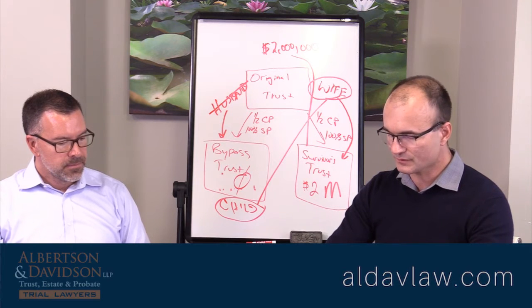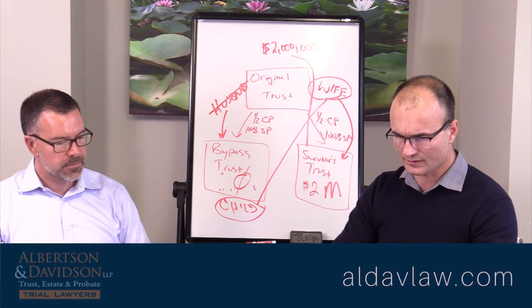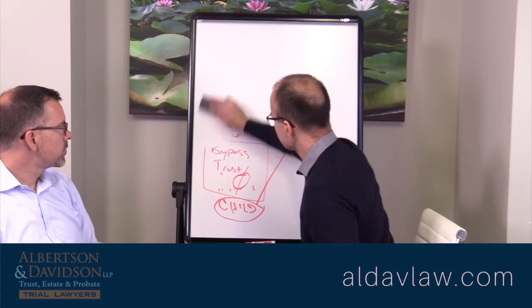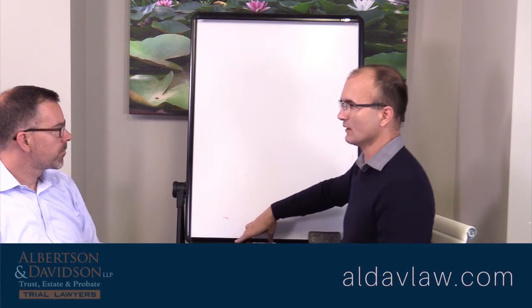Let's talk about distribution. So we have a distribution section here. Ultimately, every trust, whether it has these subtrusts, bypass trust, survivor's trust, the surviving spouse is going to pass away eventually. And these trusts have to be distributed. And that's where we get into these distribution clauses. So this particular one is fairly simple. It says, all property in the trust and any property added to the trust shall be divided by right of representation into separate trust shares, one share for each child then living and one share for the living issue of a deceased child. So let's talk a little bit about what that means, because I think that's a pretty standard provision, right? We see that in a lot of trusts.